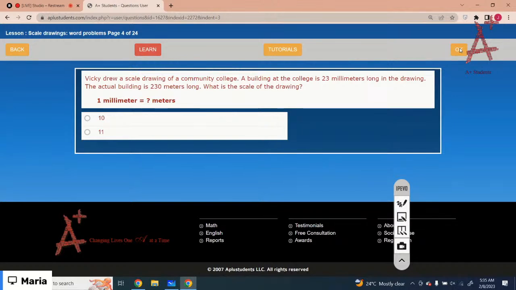Okay, Vicky drew a scale drawing of a community college. A building at the college is 23 millimeters long in the drawing. The actual building is 230 meters long. What is the scale of the drawing? The drawing is 23 and the actual is 230. Just divide the actual one by 23. It would be 10. Got it? That means the scale used is 1 millimeter equals 10 meters. Got it? The correct option is 10.